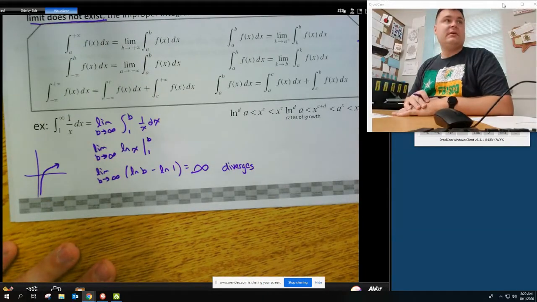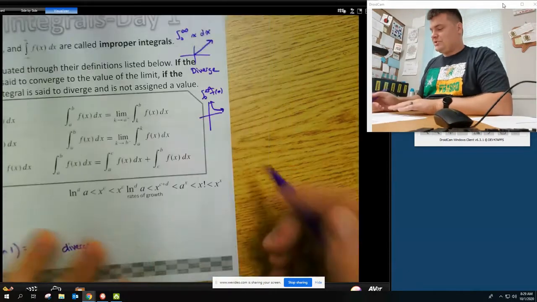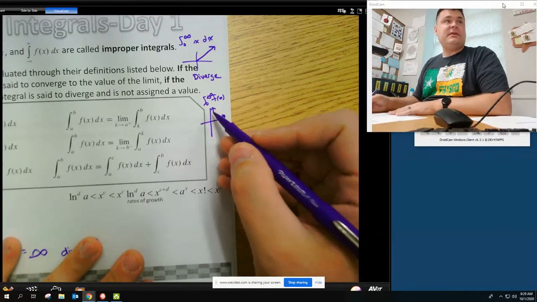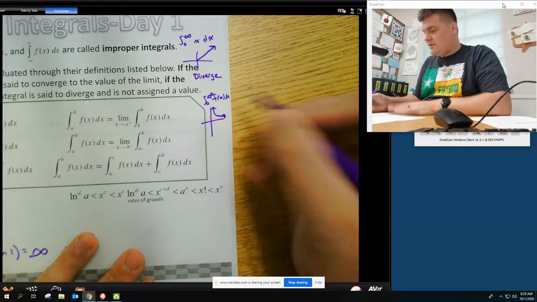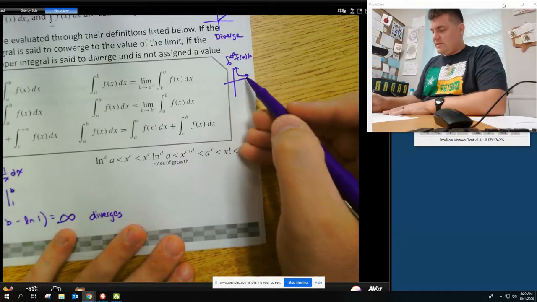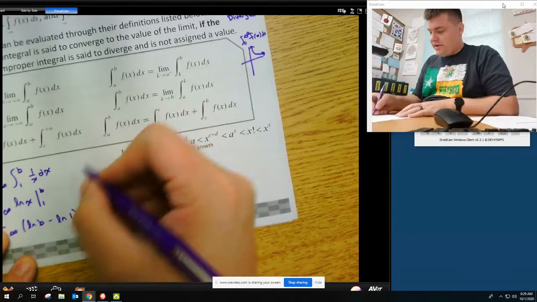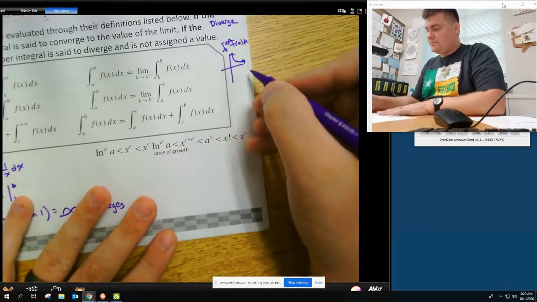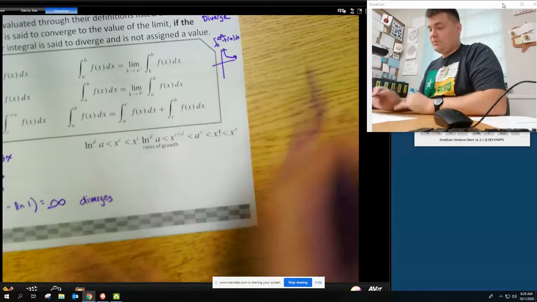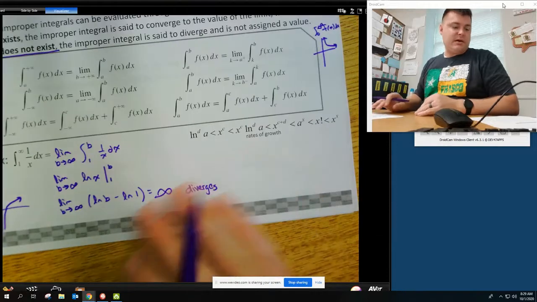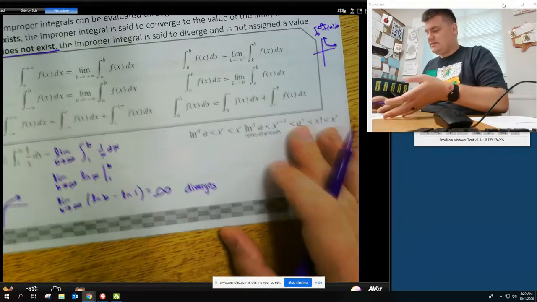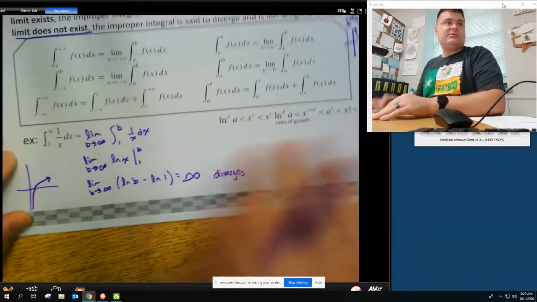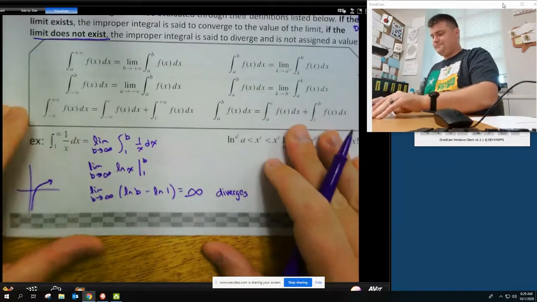Okay? So I drew something that looked similar to this right here, but that's not always the case, because I know 1 over x does decrease. So just be careful. It does not always work like that, and we will get to examples where they do work, and I'll sketch them out for you so that you know what they look like as well. Okay, so this one diverges.